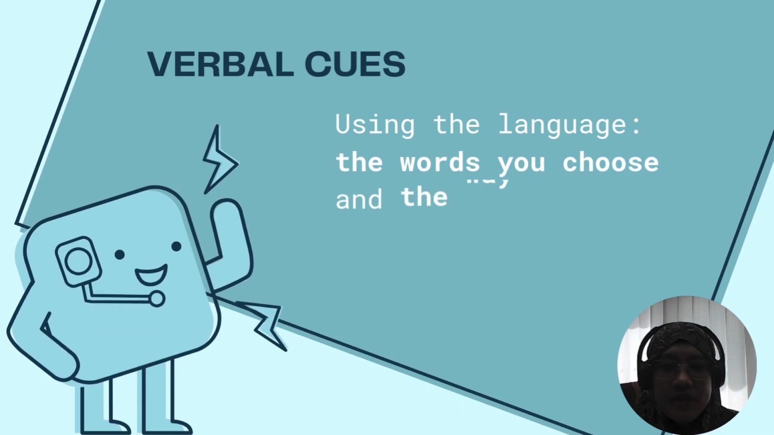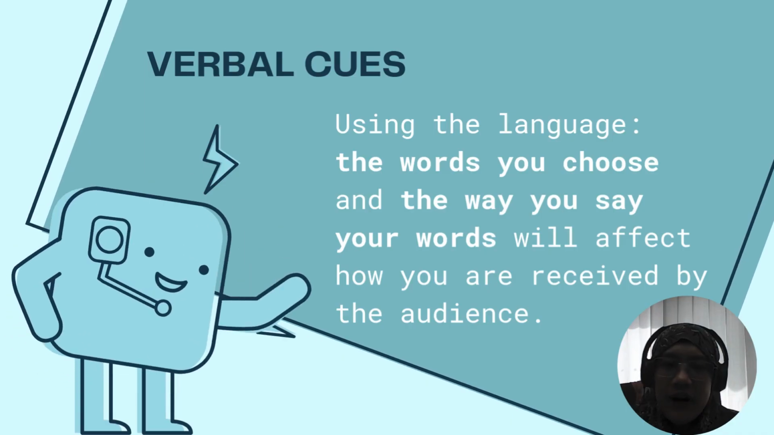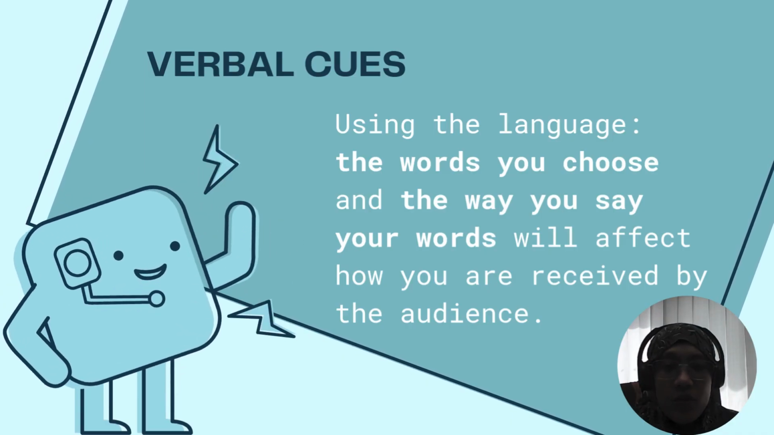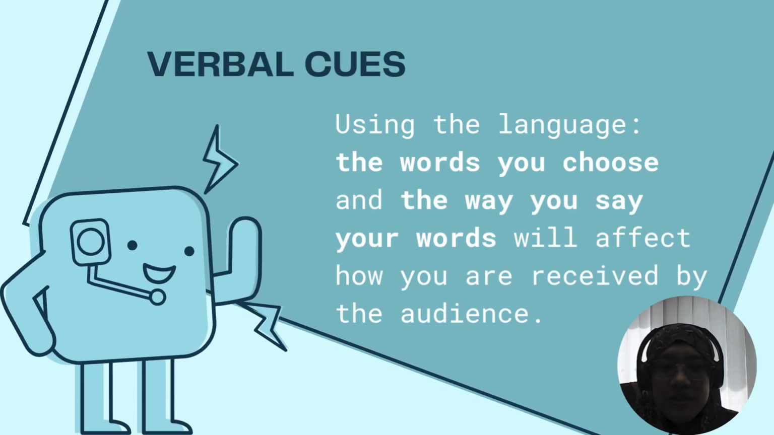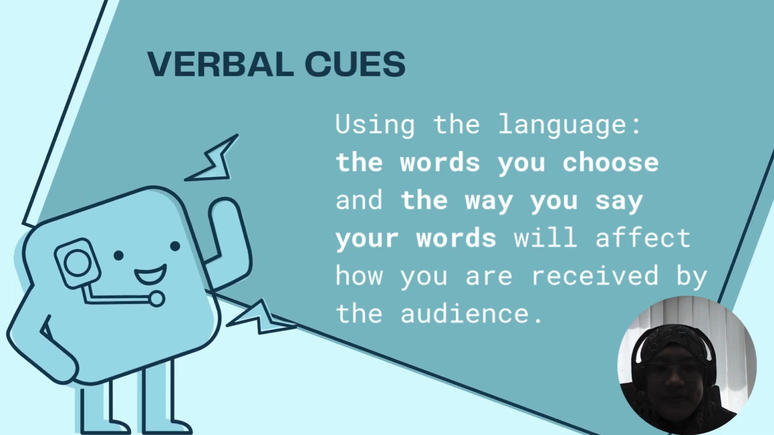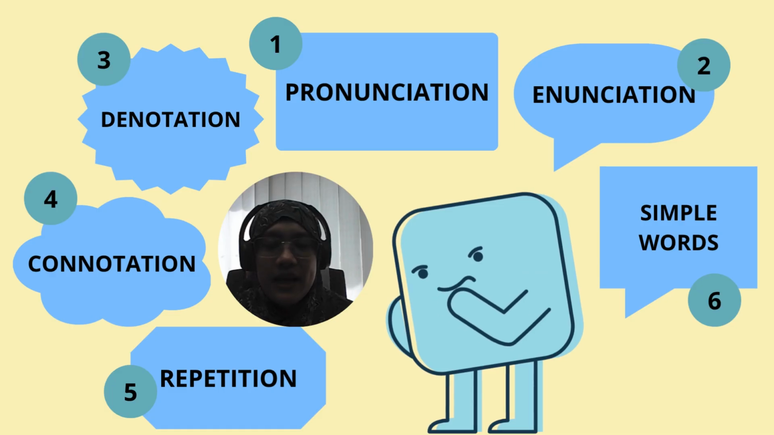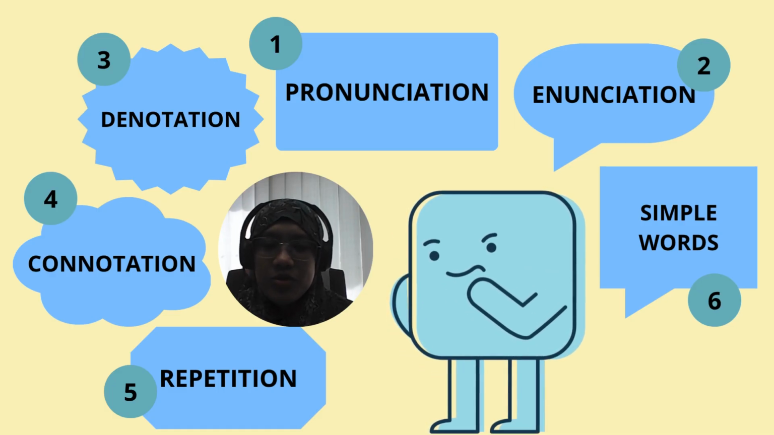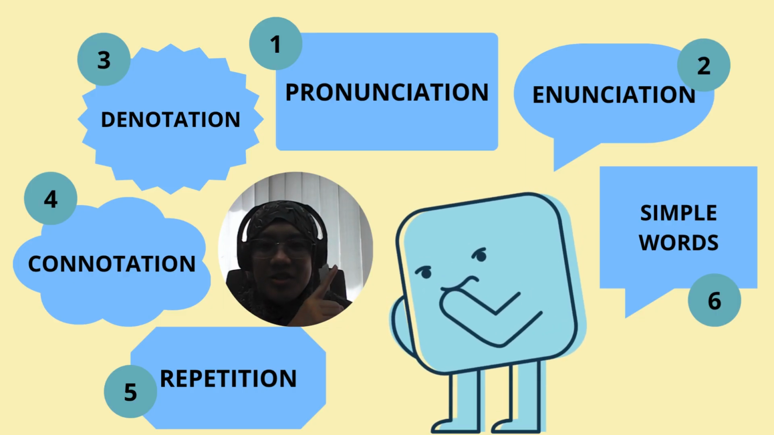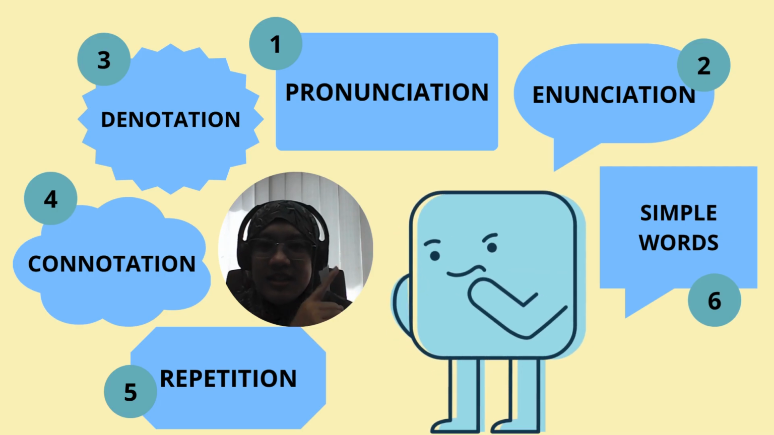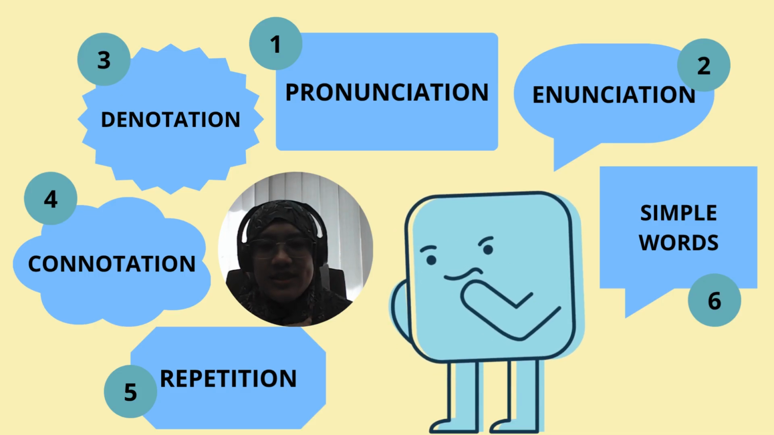Verbal cues refer to the use of language in our presentation. It is vital to remember and understand that the words that we choose and the way we say those words will affect how we are received by the audience. There are 6 verbal cues that we have to be aware of and apply carefully when we want to have an effective presentation. These 6 are pronunciation, enunciation, denotation, connotation, repetition, and simple words.